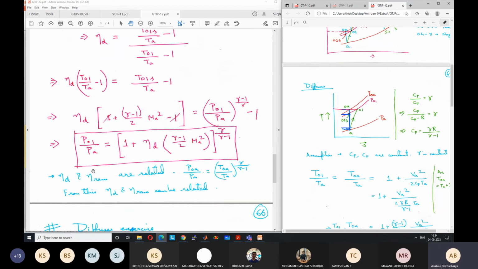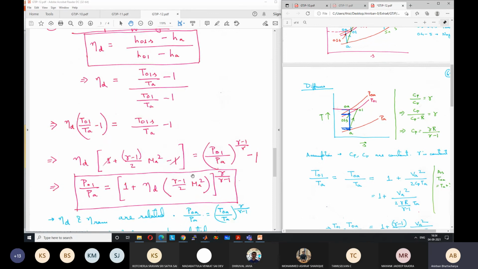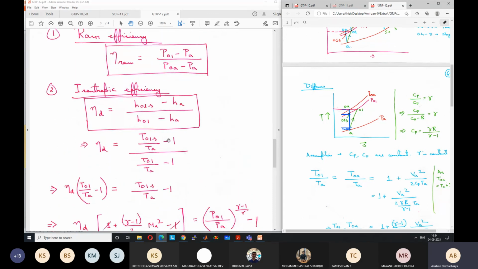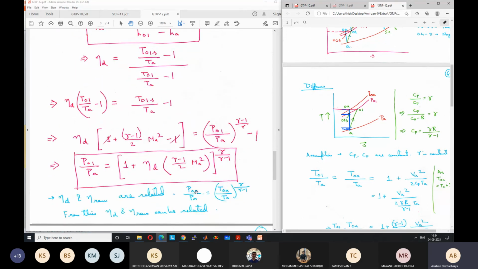The final point to remember here is that eta d and eta ram are related. So if one is known, obviously we can calculate the other. They are related by this, because we know that P0A by PA is (T0A by TA) to the power gamma by gamma minus 1. So it is the same information in different form. What is that information? Information about the losses, but in different form.